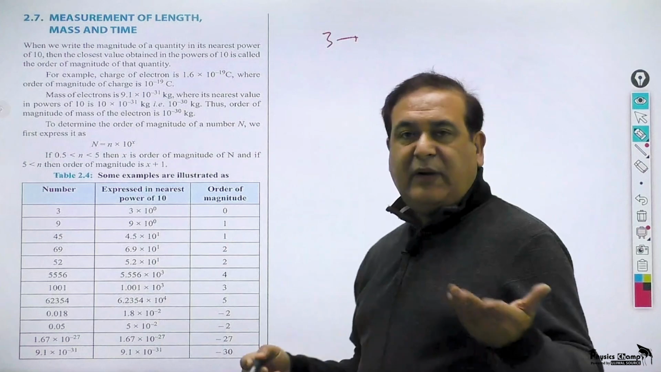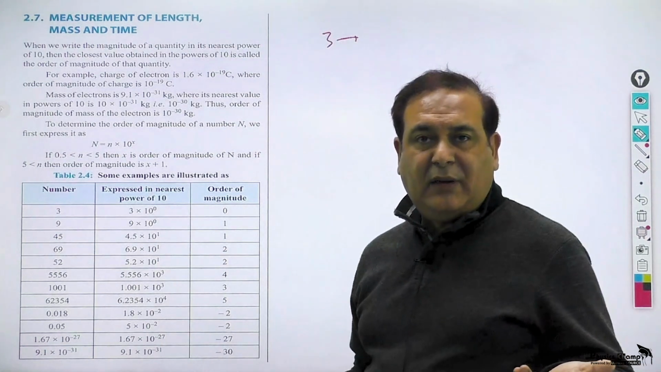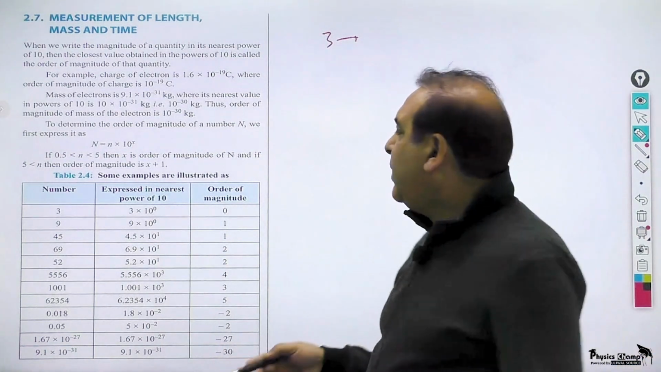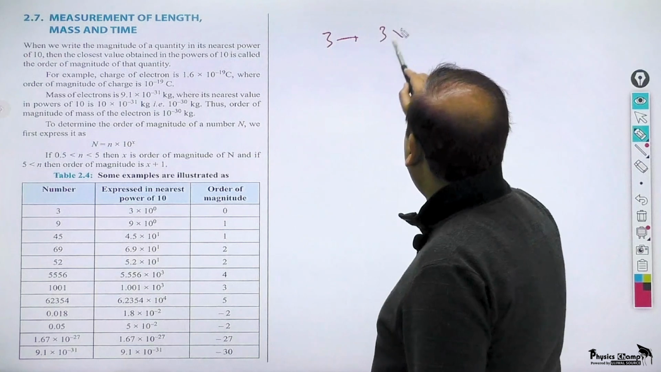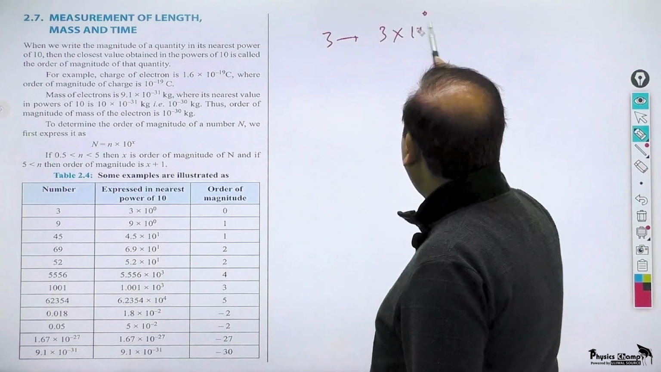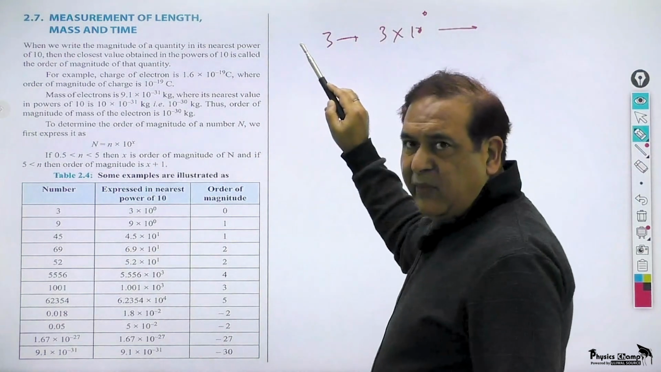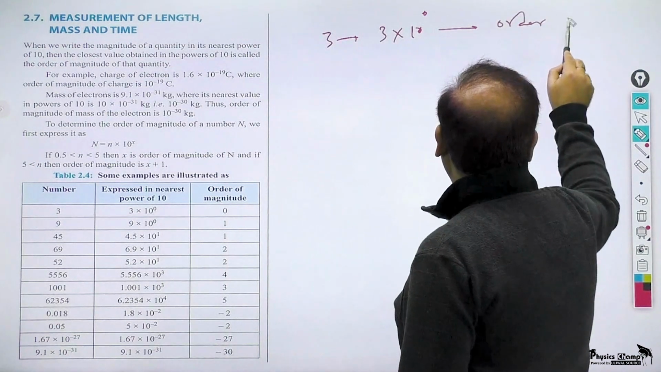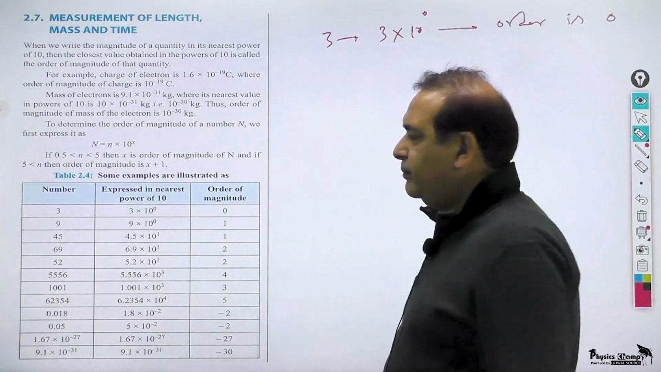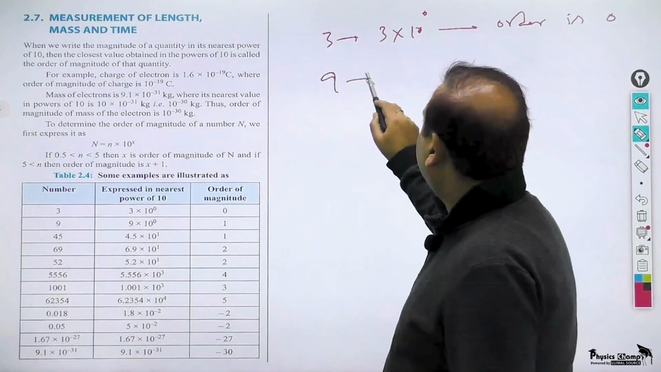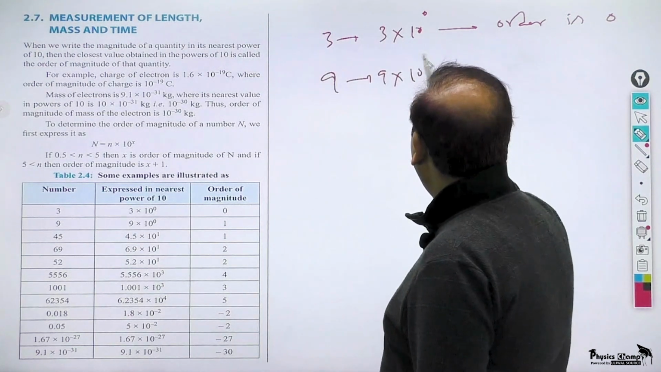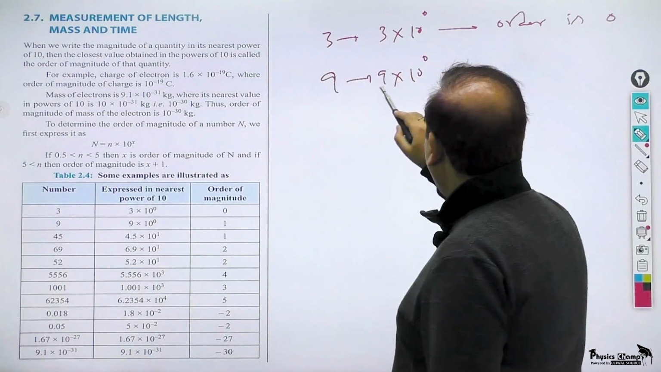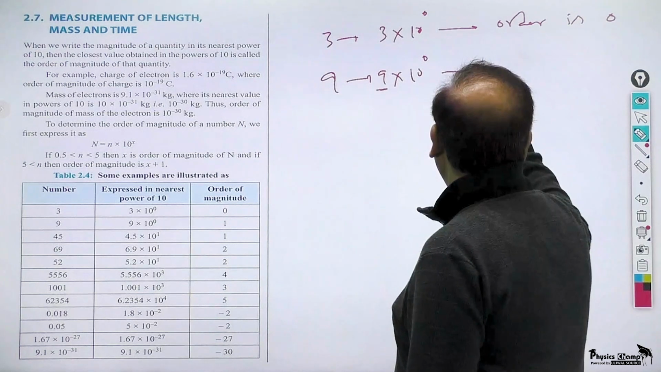We have a value 3. Now 3 into 10 to the power 0. So order of magnitude is just 10 to the power 0 or 0. 3 being less than 5 doesn't make any addition, whereas 9 into 10 to the power 0 would be, in fact, 9 being more than 5, so order of magnitude is 1.